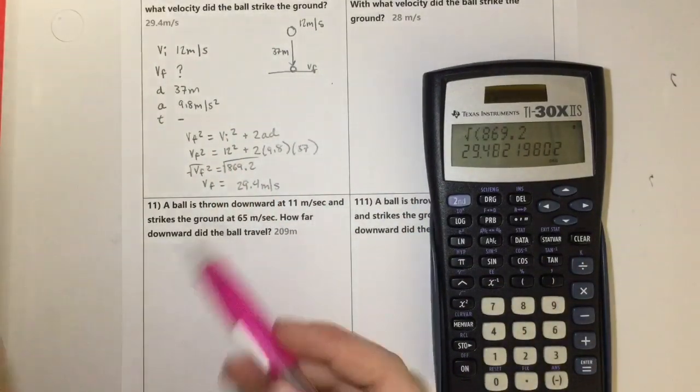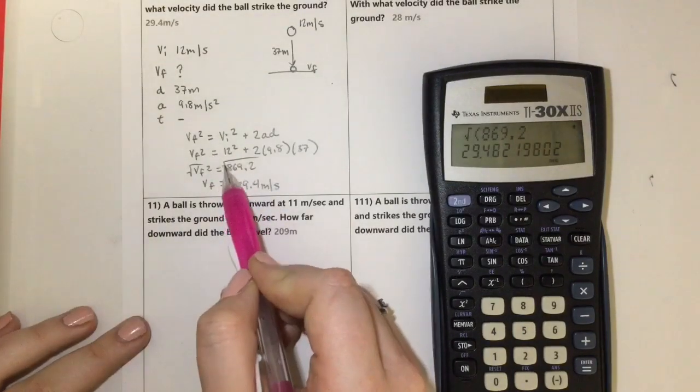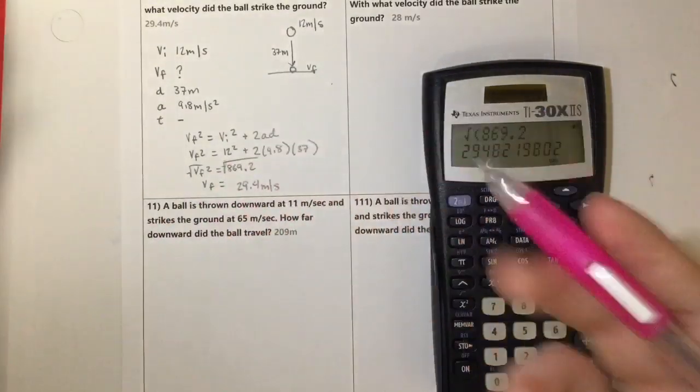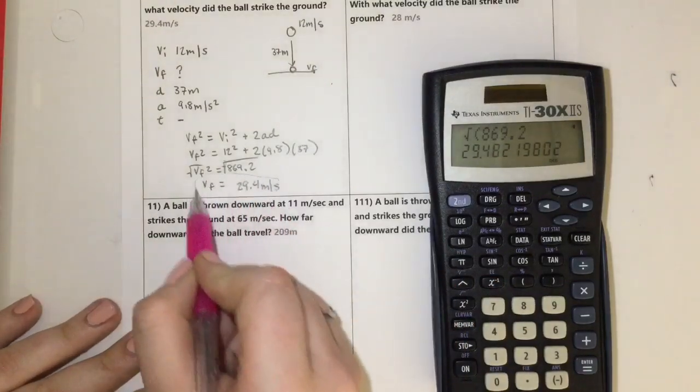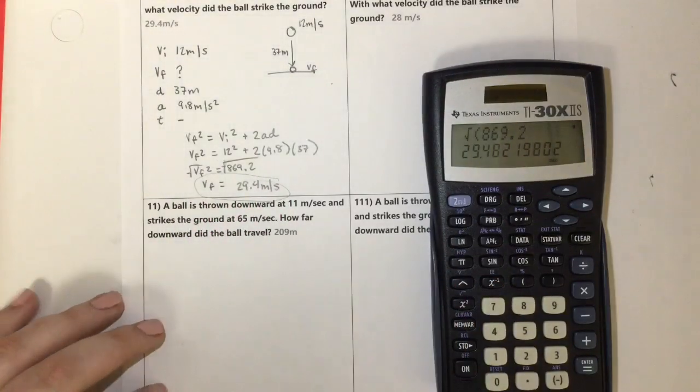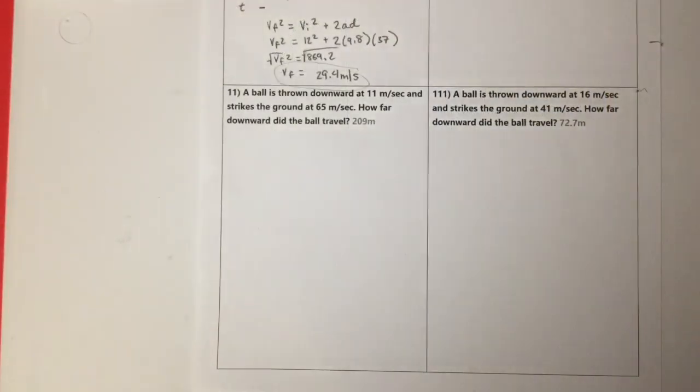Okay, so I understand that usually when you square root something, you have the option of positive or negative. In this situation, you just use the positive, okay? So our final velocity is a positive 29.4 meters per second. And now let's look at our next problem.